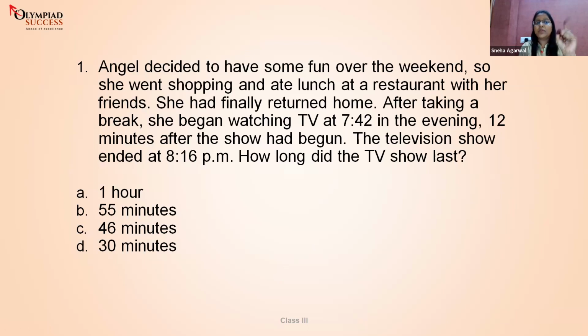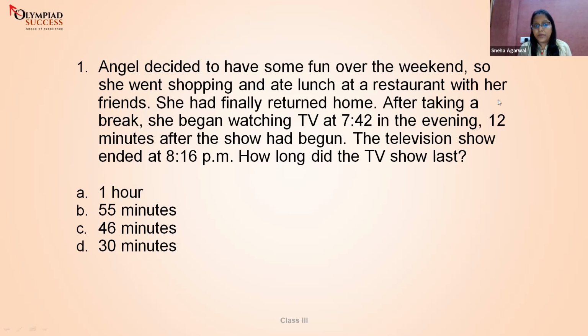If there are statements which are just wasting your time, do not read them again and again. Like you can see over here, Angel decided to have some fun over the weekend, so she went shopping and ate lunch at a restaurant with her friends. She had finally returned home. Till here, you don't have any data. Do you see any numbers over here? No, right? So these sentences make no sense here. So you can just proceed with the next statement. Now, what's the next statement?